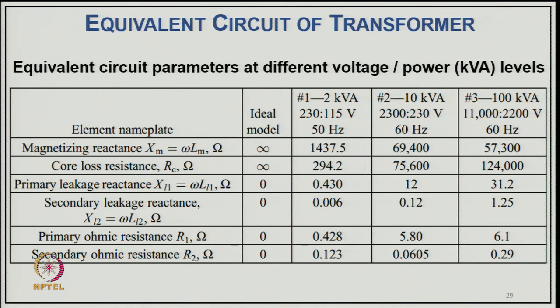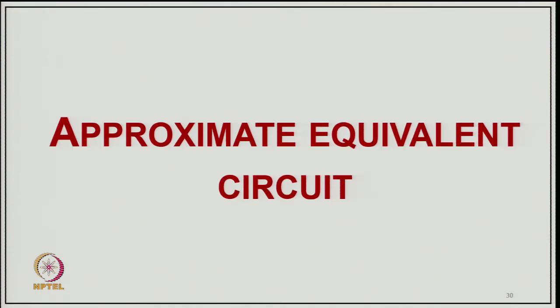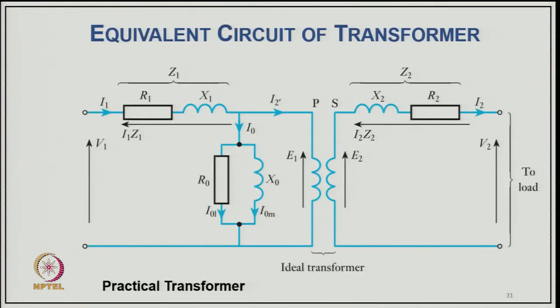These are the six elements in the equivalent circuit of the transformer. Now, coming to an approximate equivalent circuit, what I mean by approximation is that there is an ideal transformer in between, and this is a practical transformer. You have a primary leakage reactance and resistance, secondary resistance and leakage reactance, and a shunt branch parameter, with the ideal transformer in between. So, this we call the equivalent circuit.